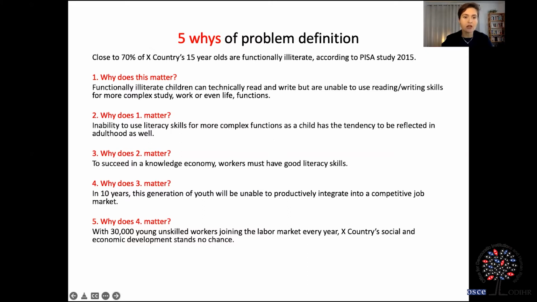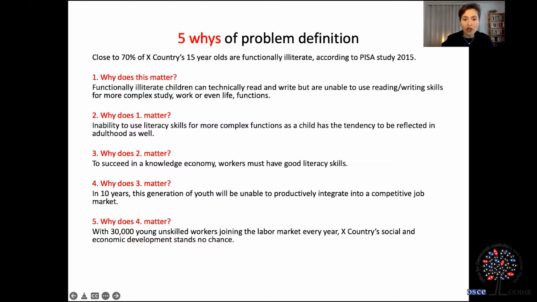Okay, so we ask again, why does this matter? Because the inability to use literacy skills for more complex functions as a child or a young person has the tendency to be reflected in adulthood as well. So if we are unable to use the knowledge that we learned in school to apply it to real situations, in this case reading, but they also test mathematics and science, chances are that as adults we will be falling behind as well. So why does it matter?